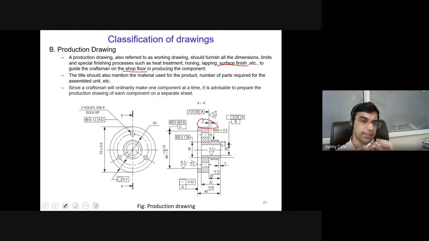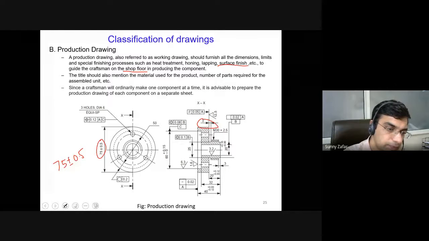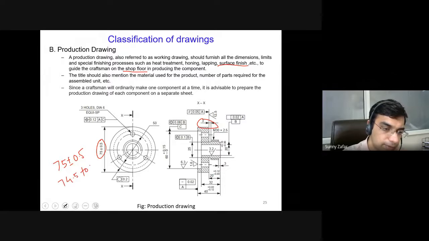For this slight deviation, an acceptable limit is always defined within which that deviation is accepted. For example, shown on this schematic, the diameter of the hub is 75 plus or minus 0.5. This means we accept the deviation within this range.